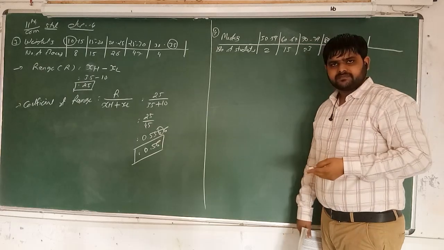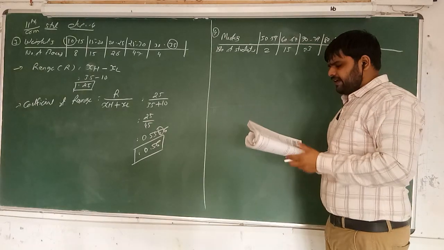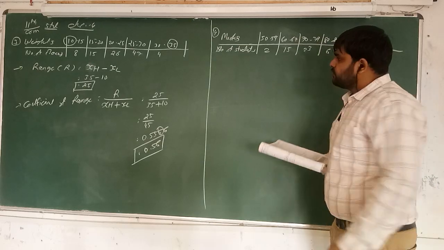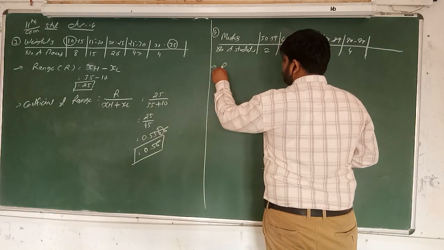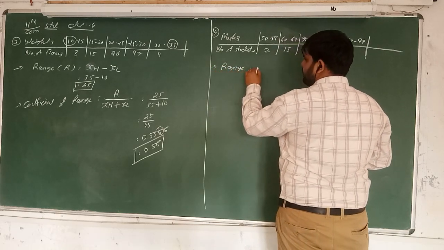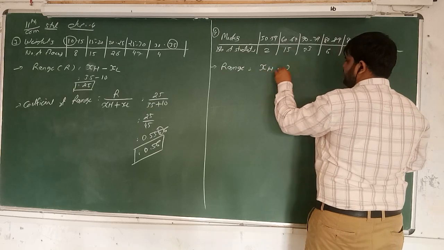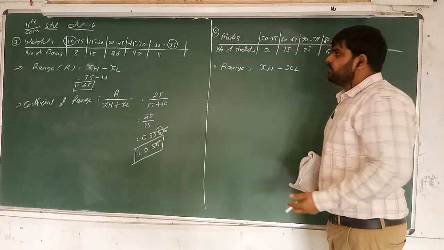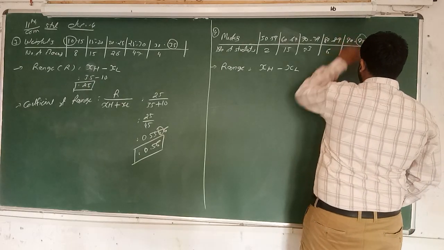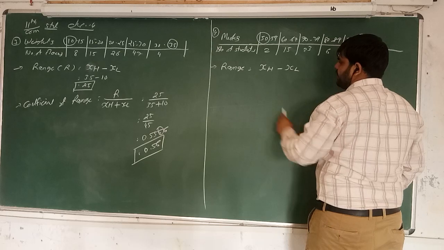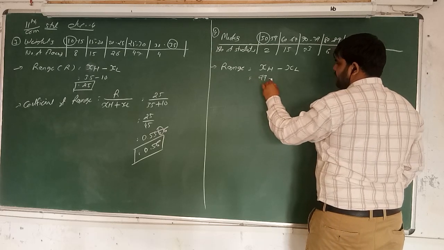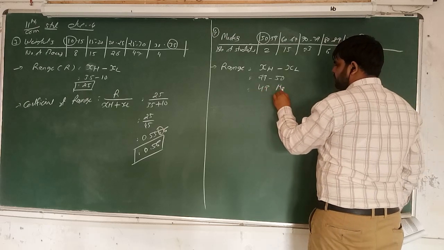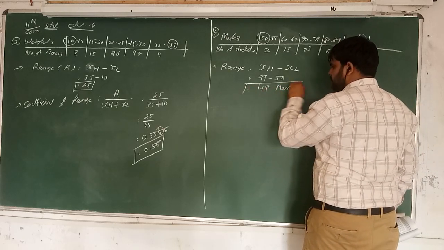Same thing: we have to find the range and coefficient of range. First, range is equal to XH minus XL, that is higher value minus lower value. What is the higher value? 99. What is the lower value? 50. So simply, 99 minus 50 is 49 marks. This is your first answer.